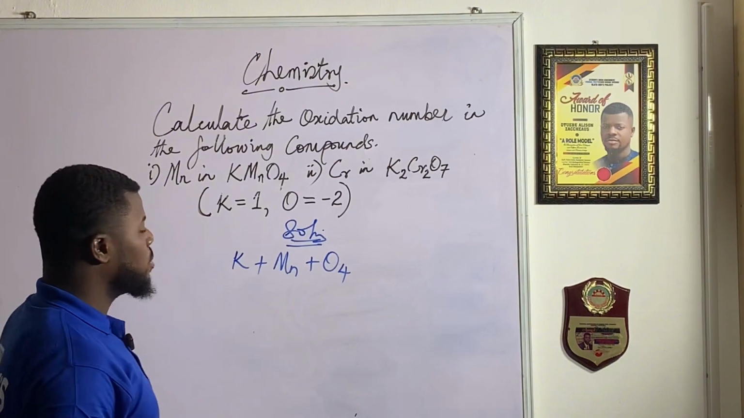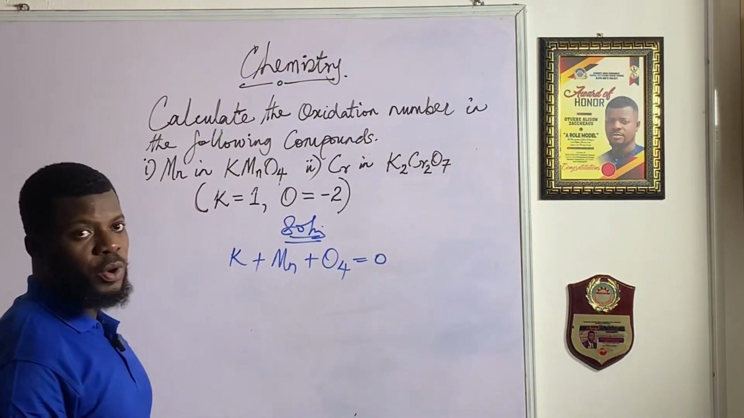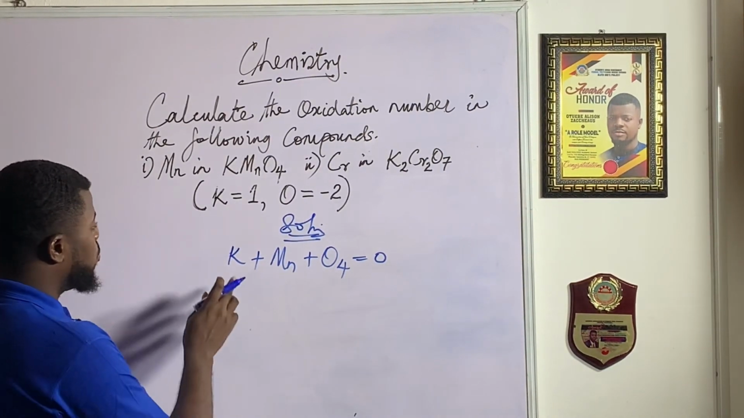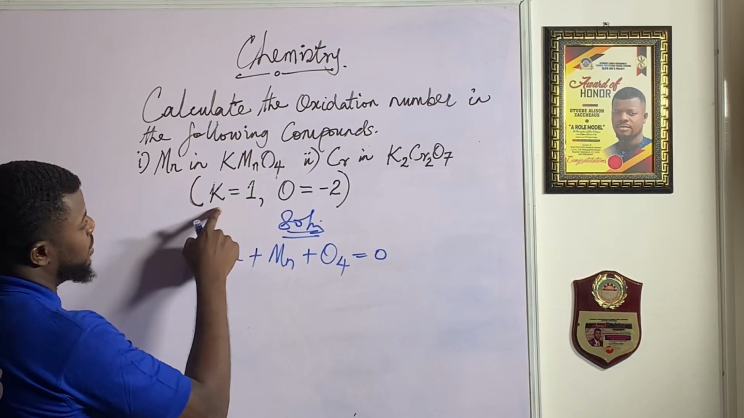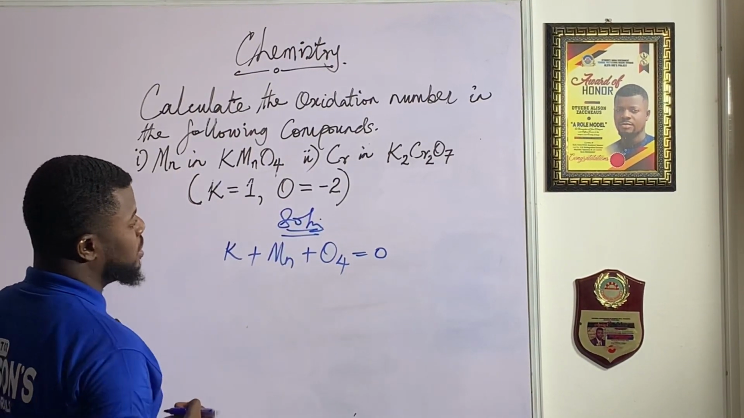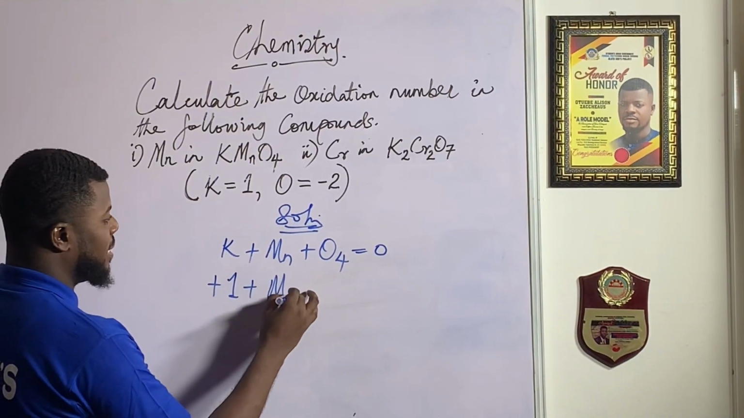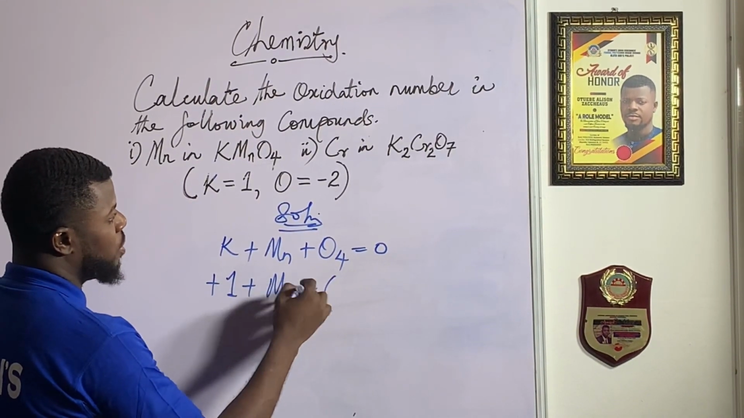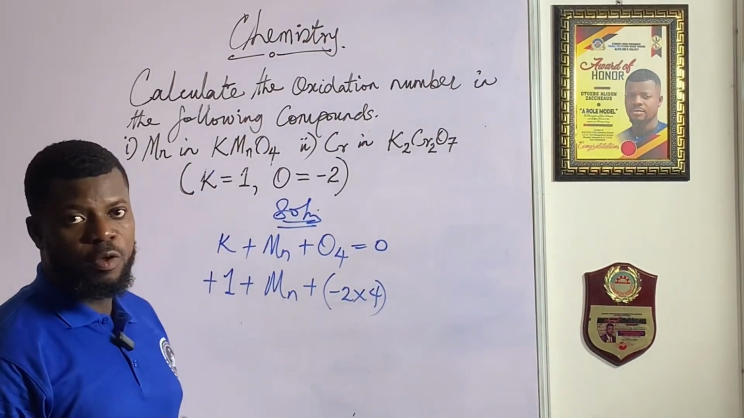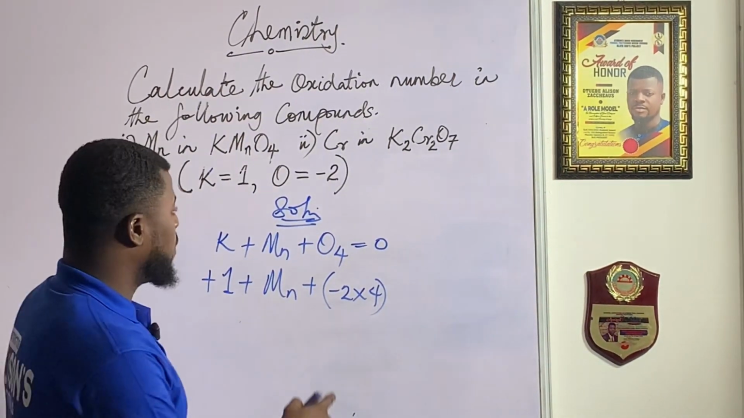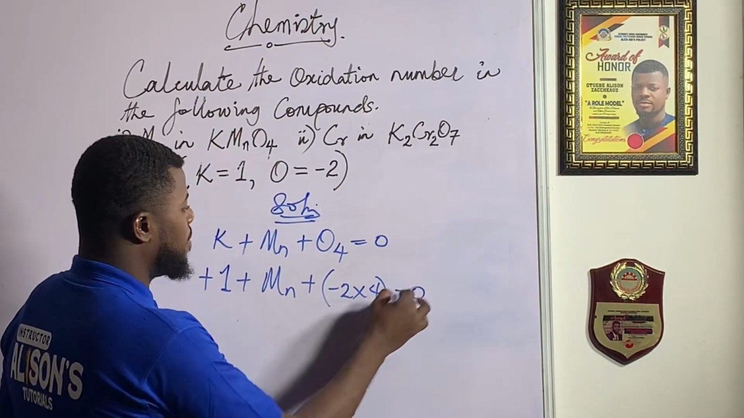So what are we supposed to do? The next thing we need to do is to equate this to be 0. We've been given the oxidation number of potassium to be 1, and that of oxygen is -2. So we just have plus 1 here, plus this manganese, plus, in this case, -2 multiplied by 4. Because the oxidation number of oxygen is -2, if you multiply that by this 4, you have -8.